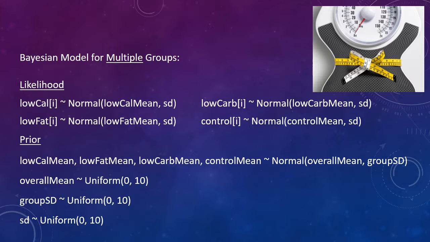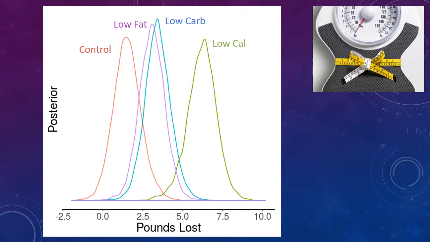Here are the posterior distributions for the mean for each weight loss program. Overall, the low-calorie regime seems to have done the best, and the control condition with no particular diet had the least weight loss. But there's a fair amount of overlap in these distributions, particularly for the low-fat and low-carb diets. How much are these diets really differing?